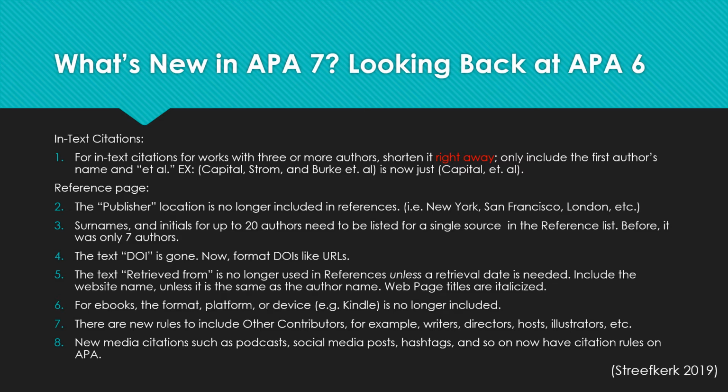When citing books, you don't have to cite which platform or device you used. So as an example, last semester I cited an audiobook and I didn't have to include the platform that I found it on, which was Audible. Lastly, the APA 7 has new guidelines for more media citations, such as podcasts, social media posts, and hashtags.